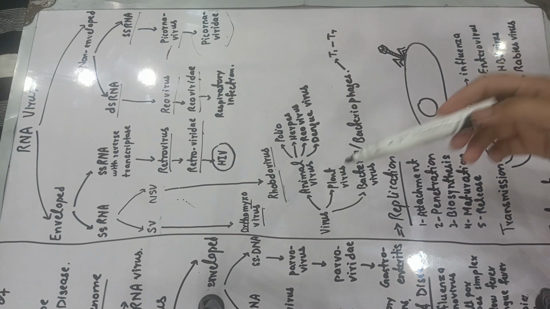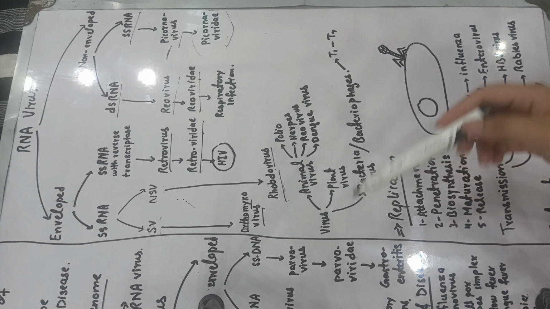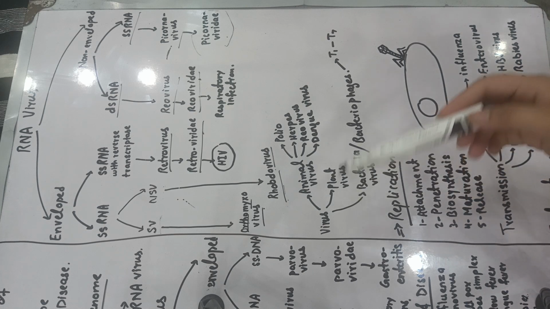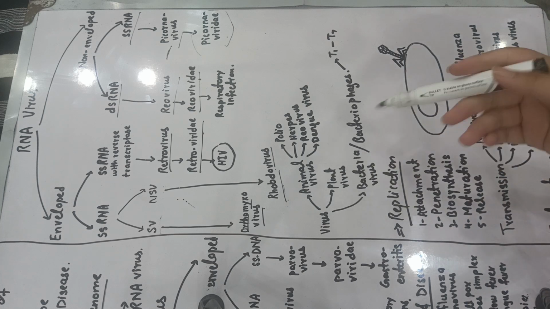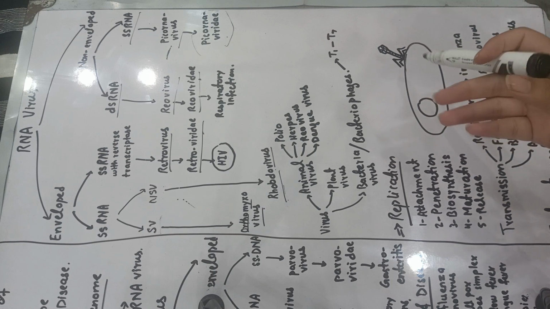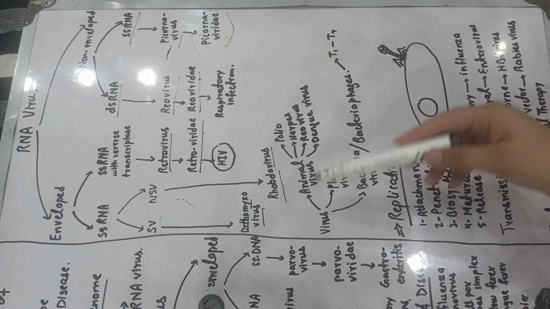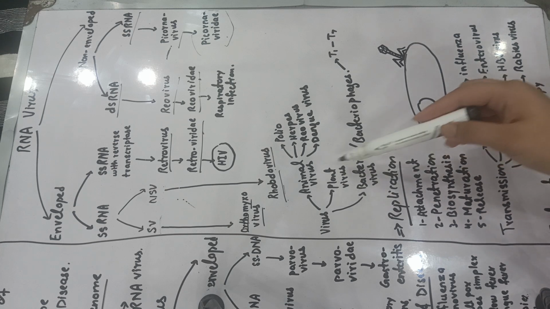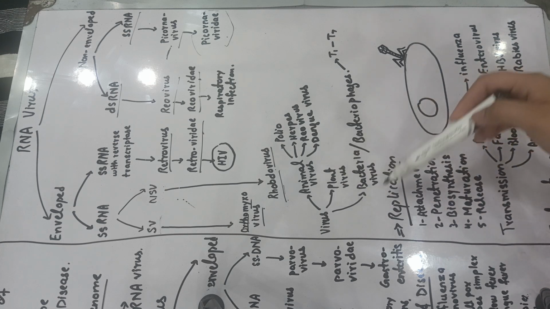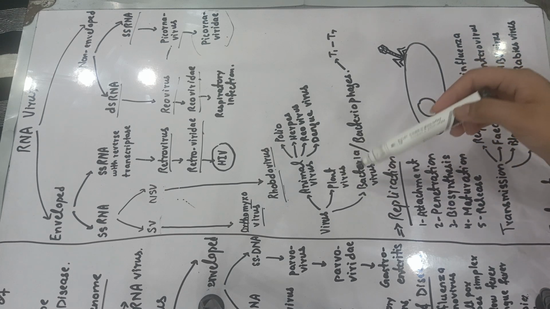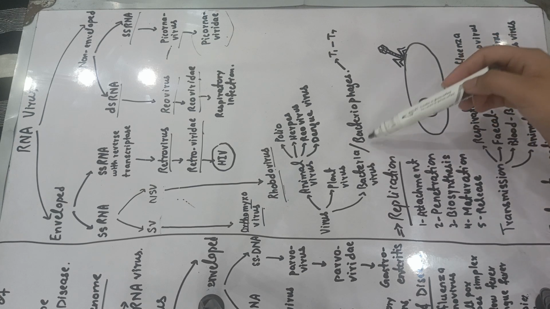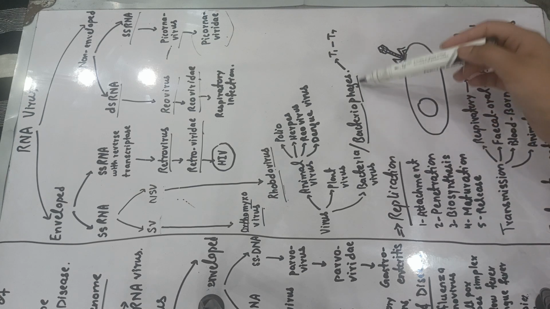Now let's discuss and classify the viruses on the basis of the kind of organism they cause diseases in. Animal viruses cause diseases in animals or humans. Plant viruses cause diseases in plants. Bacterial viruses cause diseases in bacteria, so they can also be called bacteriophages.